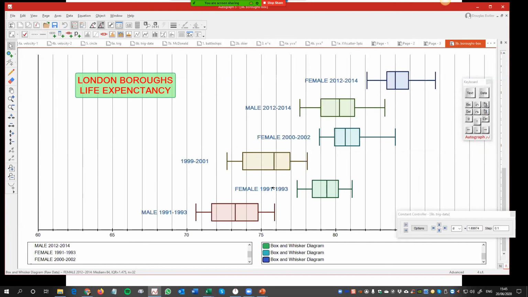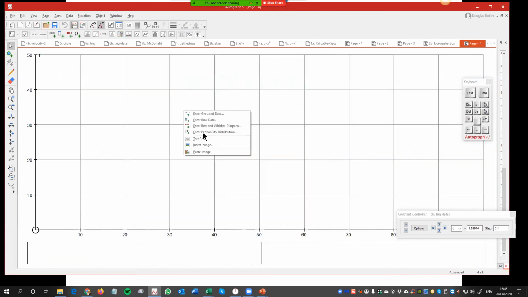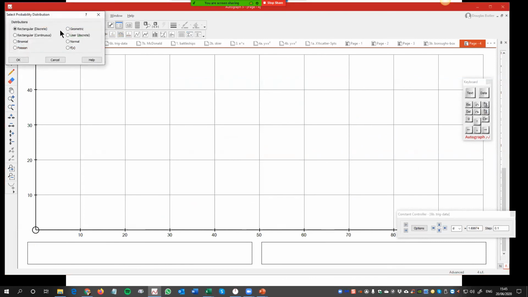So all I've done is do it lots of times, and you can see that it certainly pays to be female if you're living in the London boroughs. There's lots of other things we can do, but I think time is against us now, and we have to stop shortly. But I'll just show that basically probability distributions are very nicely done.